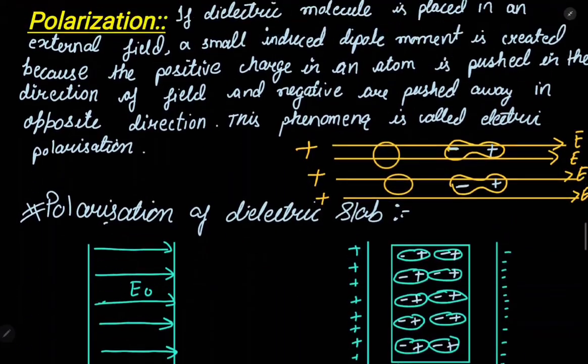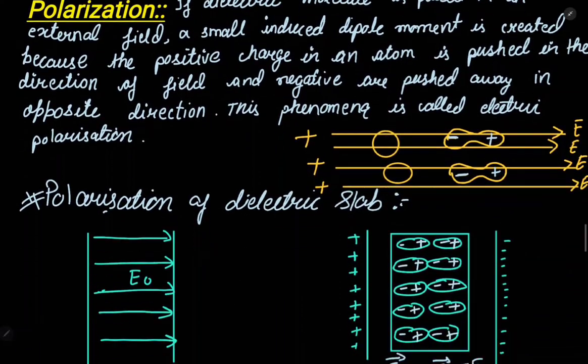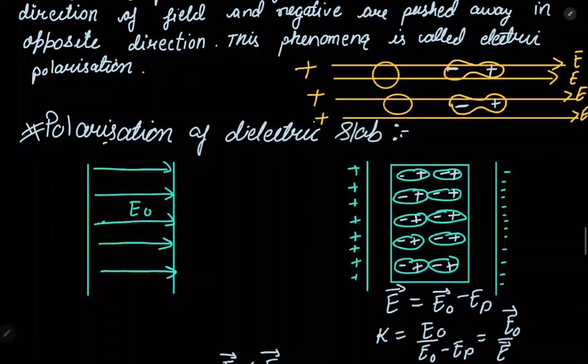Now polarization is the same phenomenon. For example, here we have a dielectric slab, and we place it in an electric field, the direction of the electric field being from positive to negative. Here we have positive charge, so negative charge will develop here, and this is called polarization: the separation of positive and negative charge takes place whenever a dielectric material is placed in the electric field.